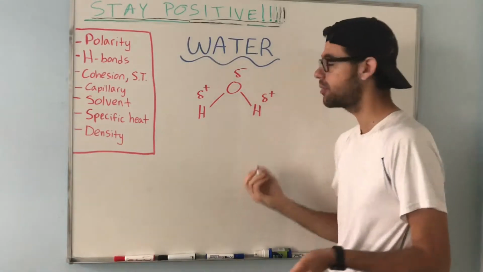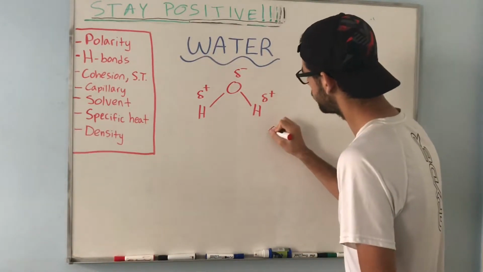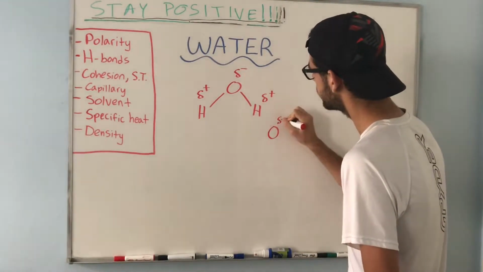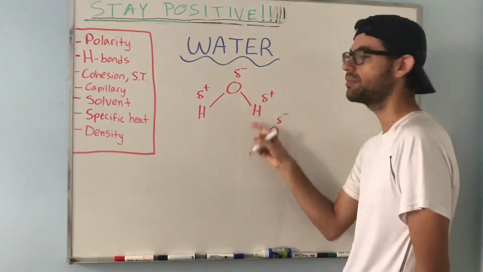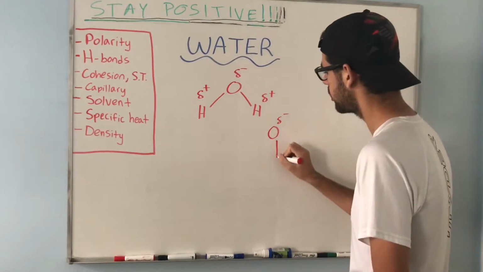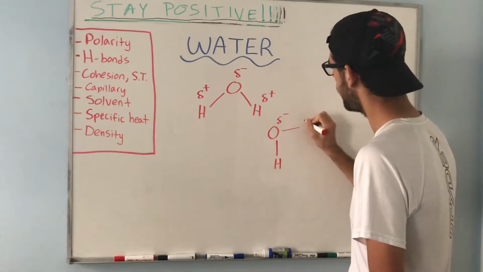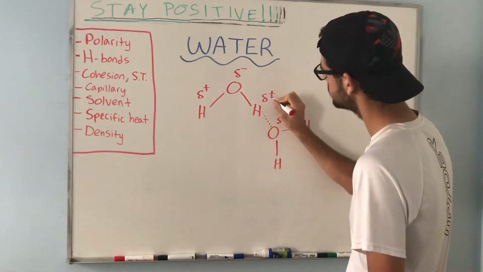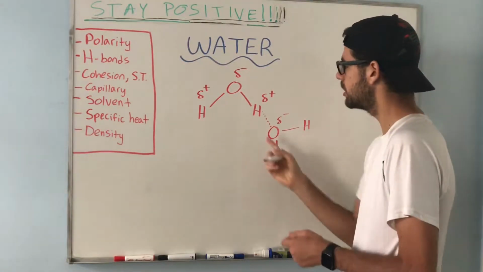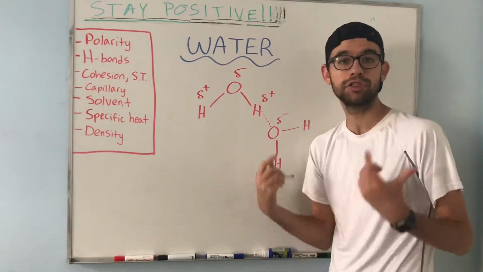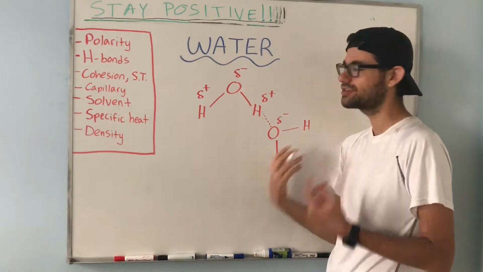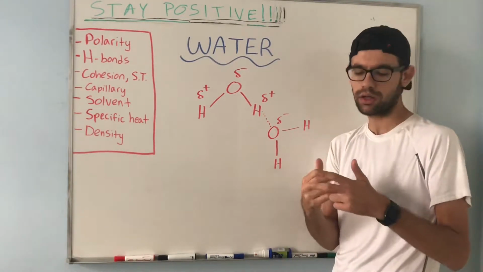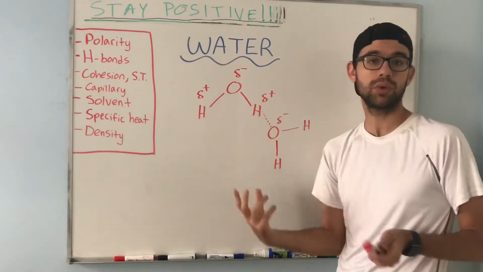Imagine we put a second water molecule close by, this time with the oxygen, which is partially negative, close to the partially positive hydrogen of another water molecule, right? So when we do that, we can see there's an attraction here between a partial positive charge and a partial negative charge. This attraction is called a hydrogen bond. It's not exactly the strongest bond, but it is strong when you have these in large quantities.